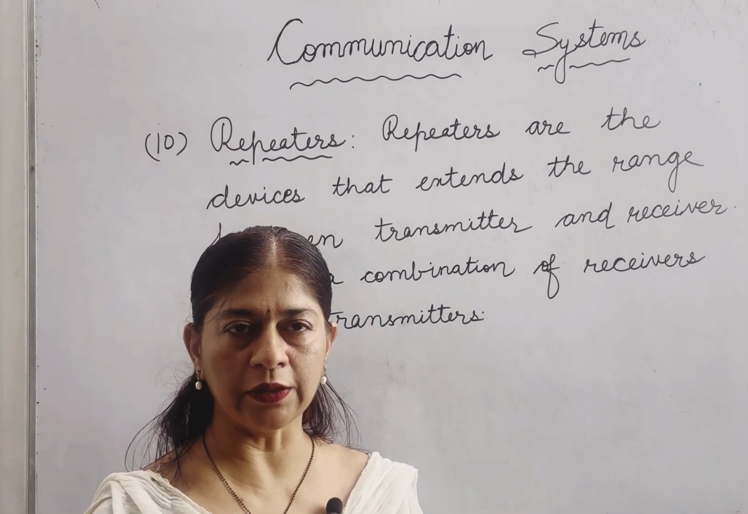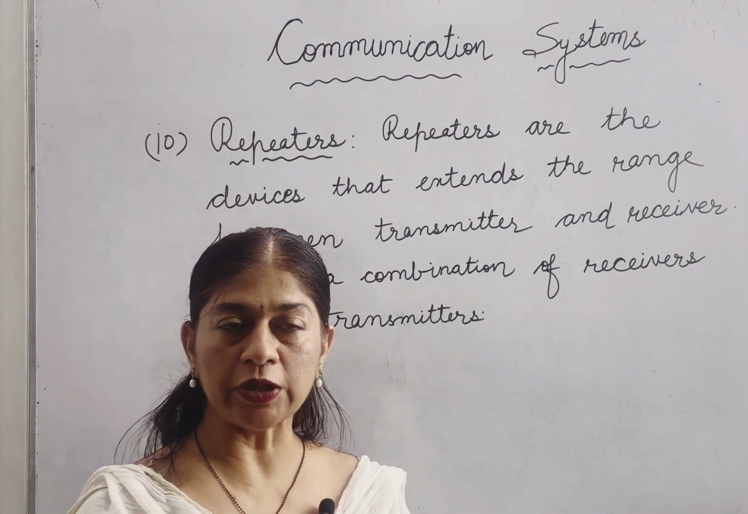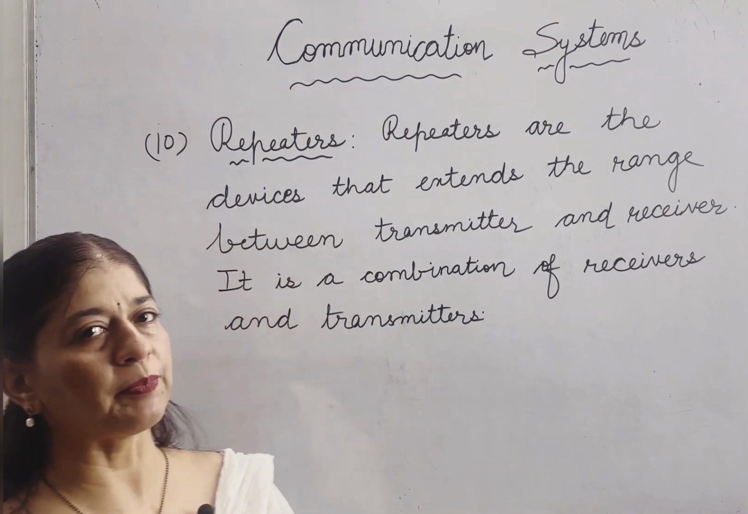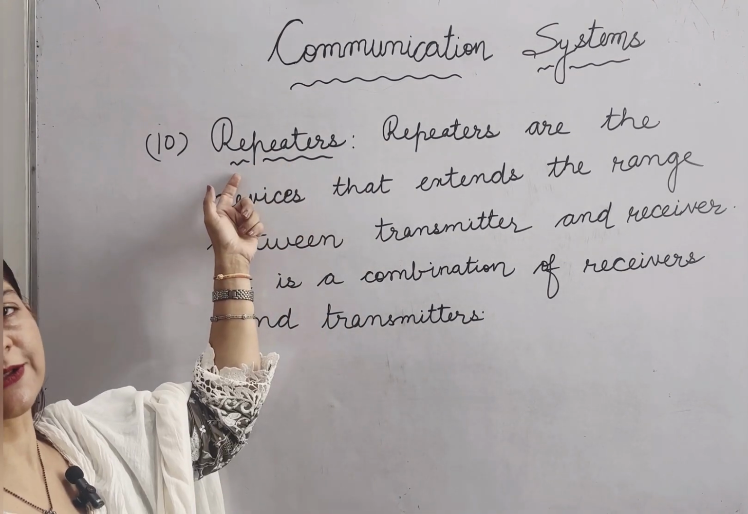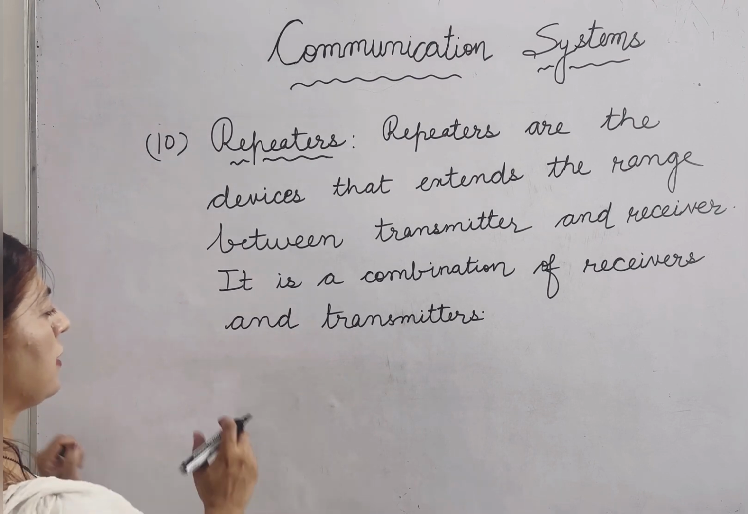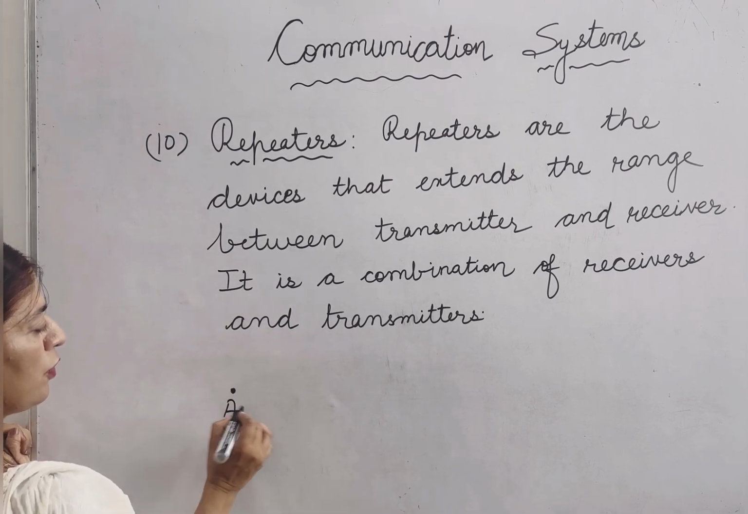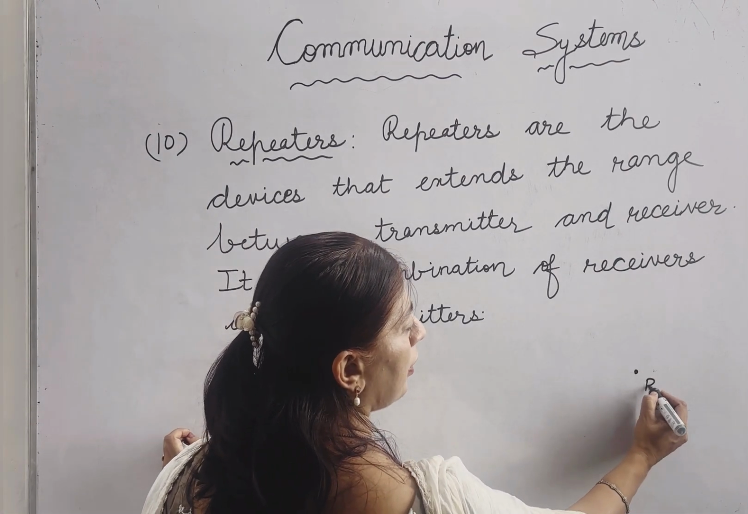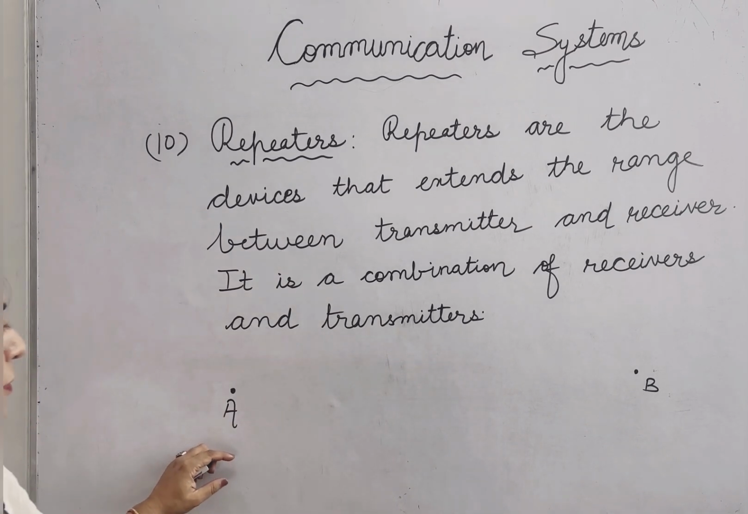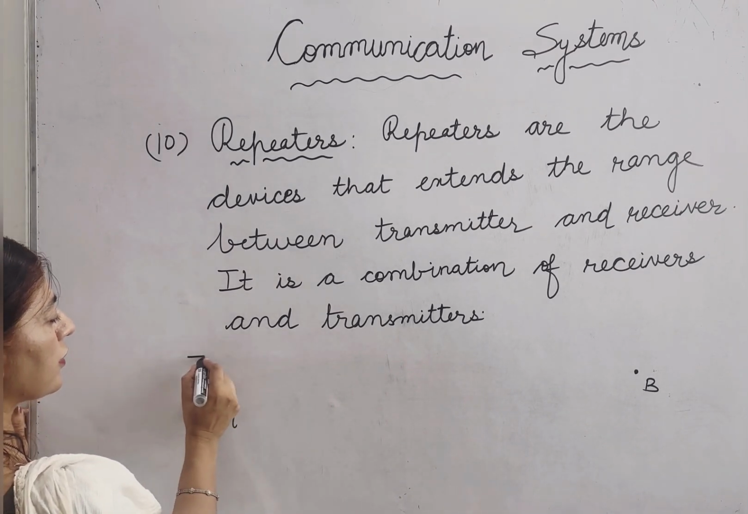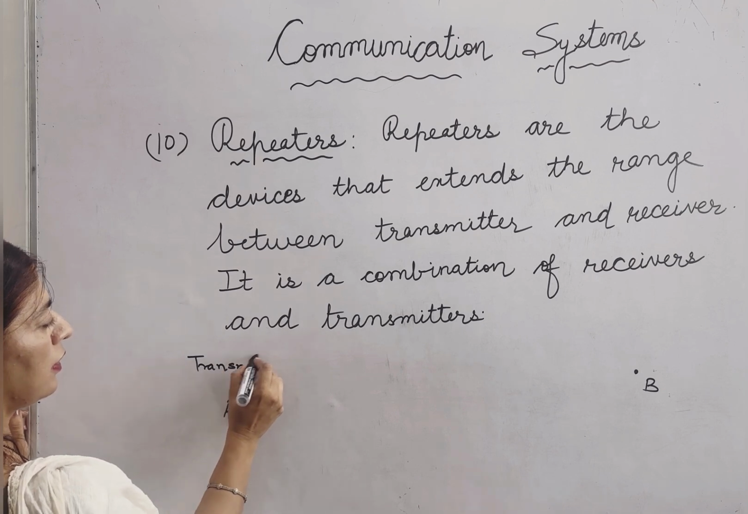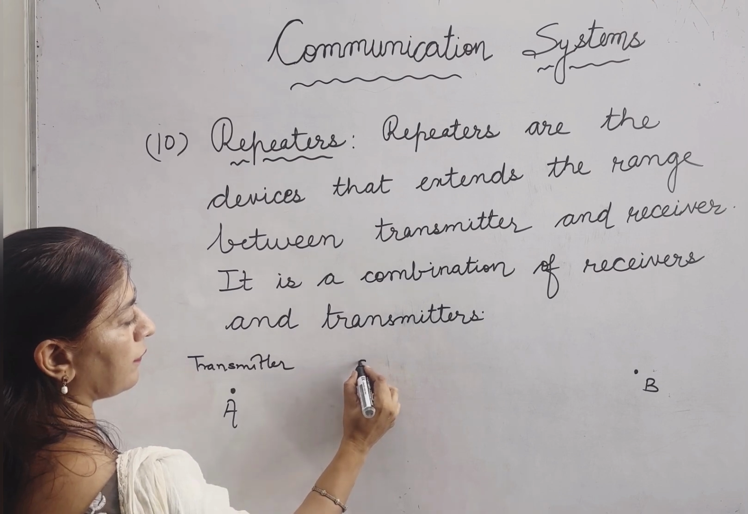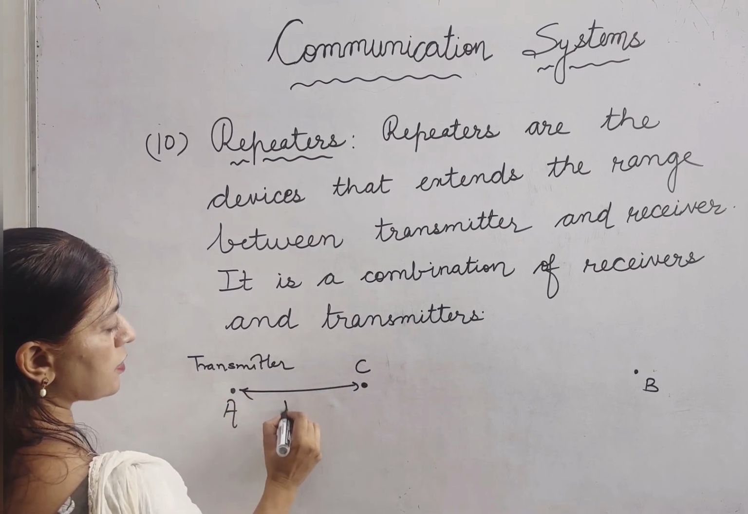How are we increasing it? We are introducing a repetition of transmitter and receivers, and because of this repetition, these are called repeaters. You can understand it like this. Suppose A is the source of the signal and we want to send this signal up to position B, but there is a limitation that the transmitter can send up to point C only. The range is this much only.